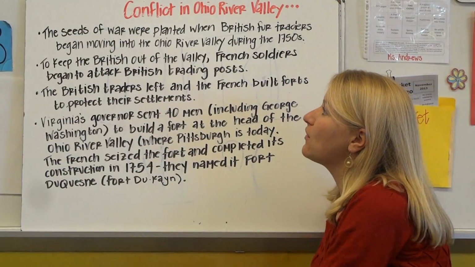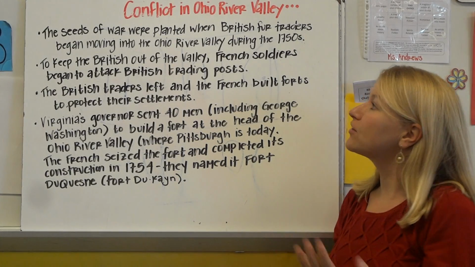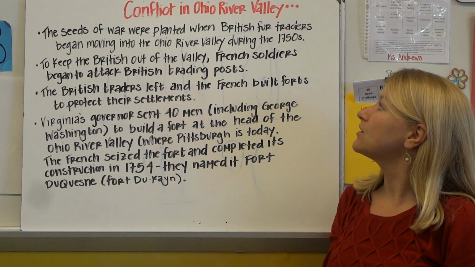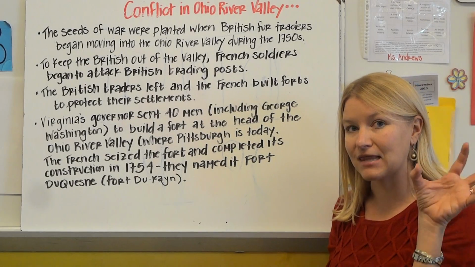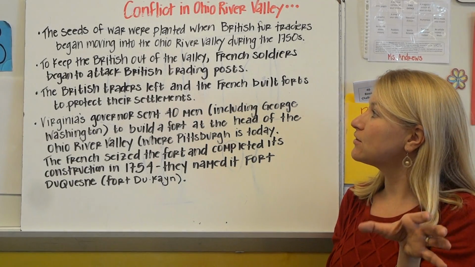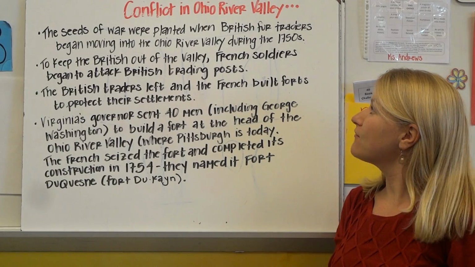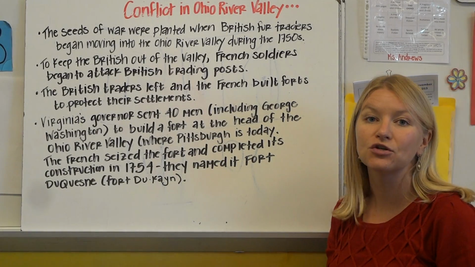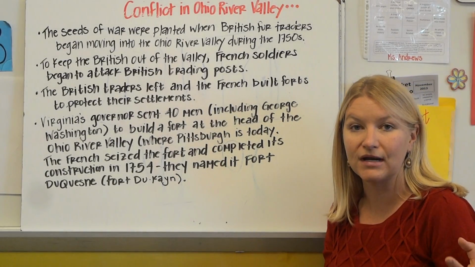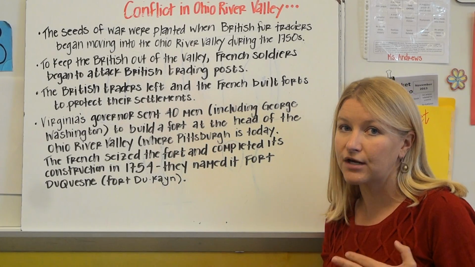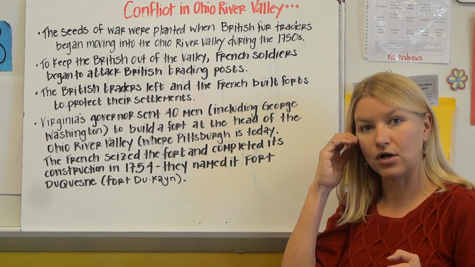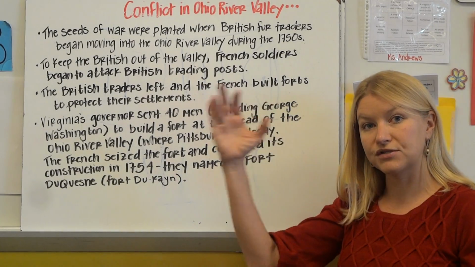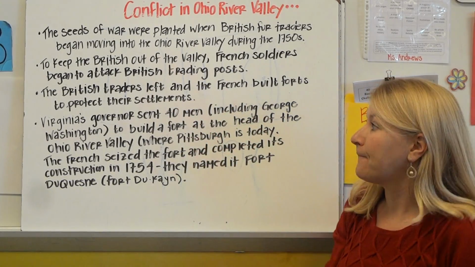So conflict in the Ohio River Valley. The British fur traders began moving into the Ohio River Valley during the 1750s, and keep in mind that that was French land. So in order to keep the British out of the valley, the French soldiers began to attack British trading posts. Now these trading posts were not huge by any means, but they did allow a chain of trade to occur throughout that Ohio River Valley settlement.